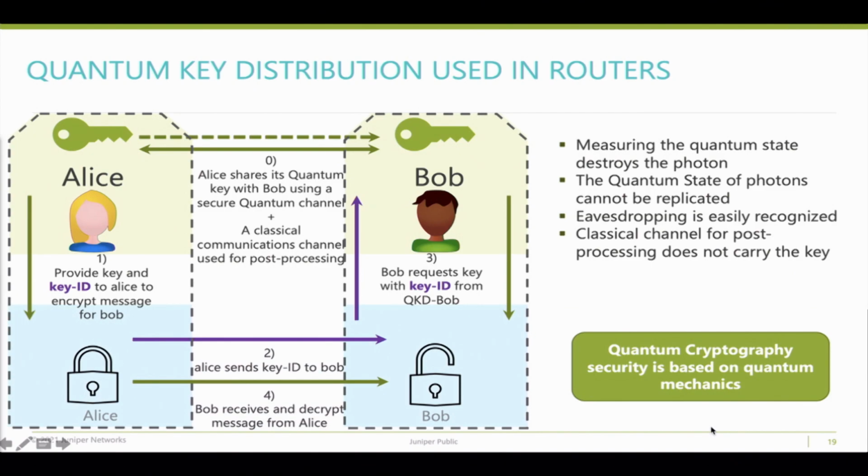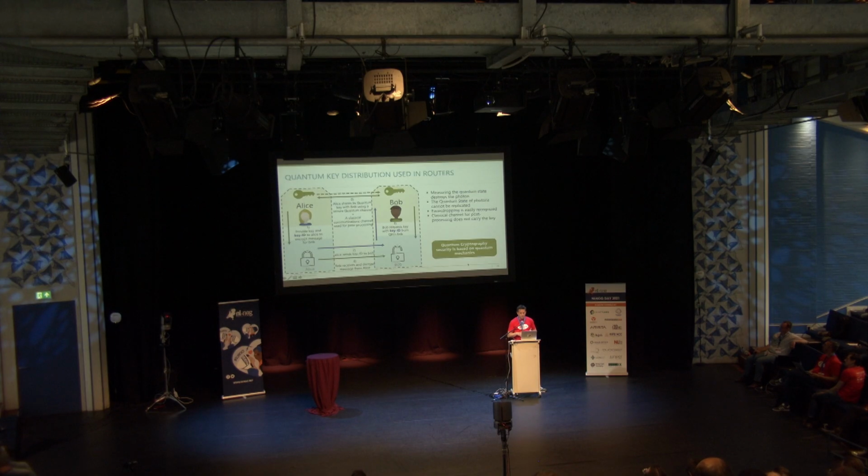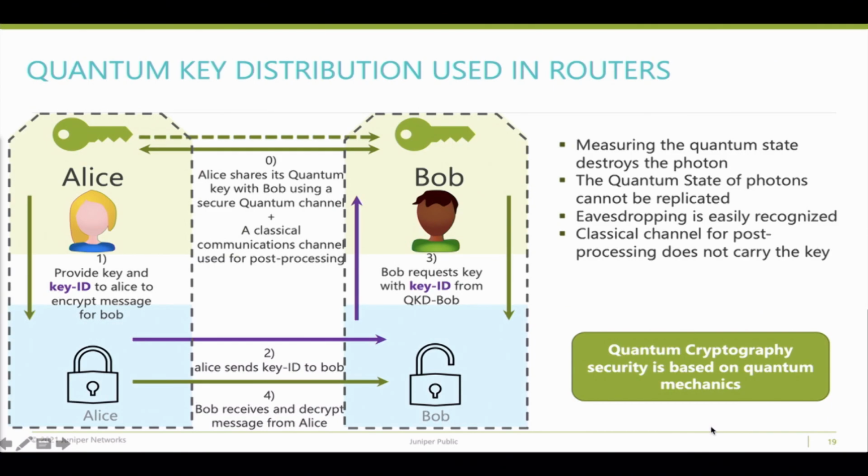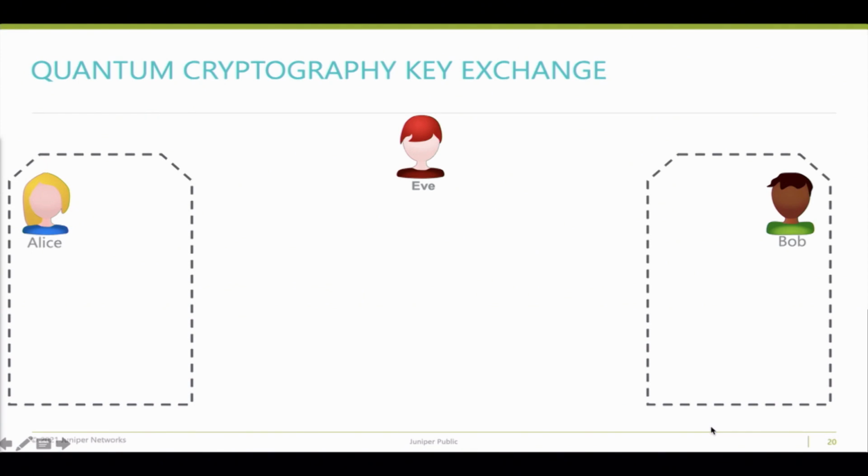Now let's see how we can use that in routers. Again, we have Alice and Bob, and Alice and Bob have an encrypted channel in between. As I mentioned, it could be MACsec or IPsec or any other protocol to secure or maybe authenticate a routing protocol. And now they will start using a QKD system, quantum key distribution system, to communicate on the key.